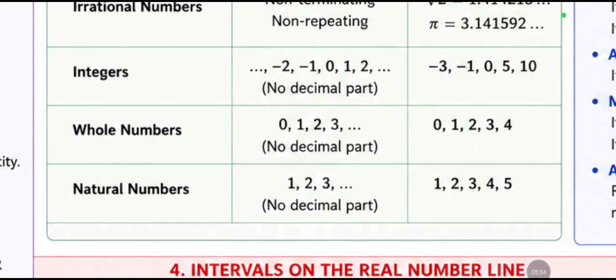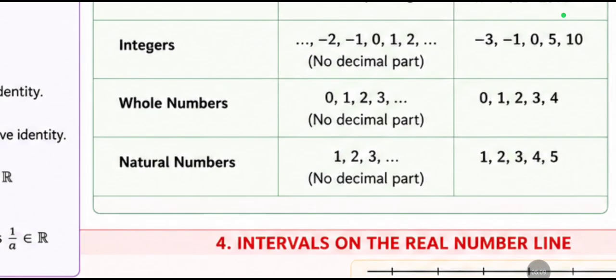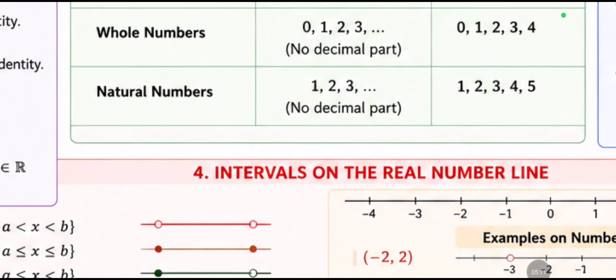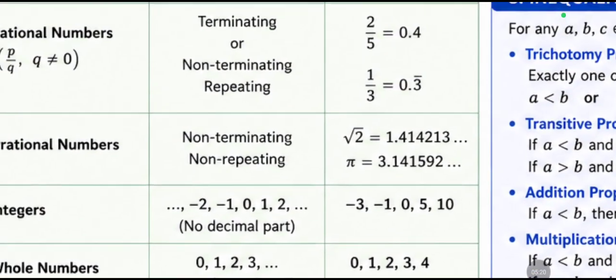So there is no decimal part. Examples: 0, 1, 2, 3, 4, 5, 6, and so on. And finally, natural numbers. Natural numbers start with 1: 1, 2, 3, and so on. There is also no decimal part. For example, 1, 2, 3, 4, 5, 6, 7, etc.